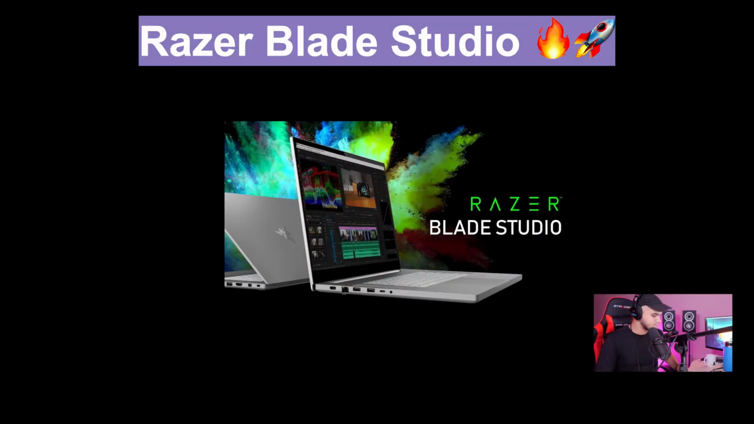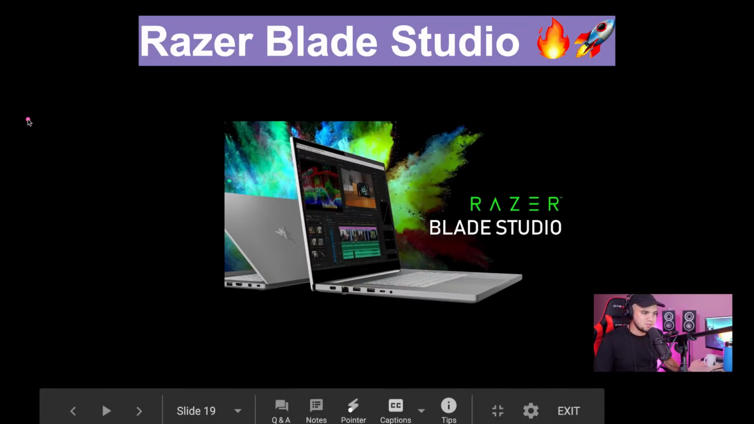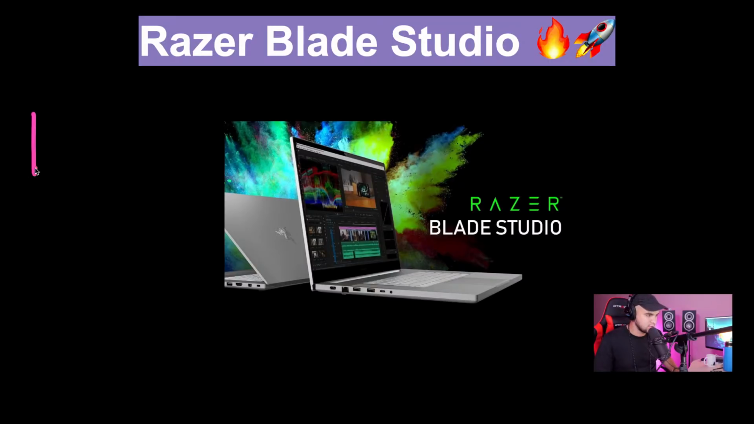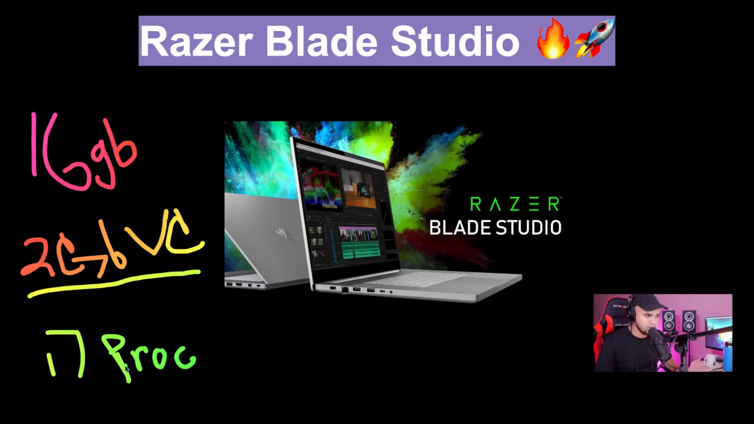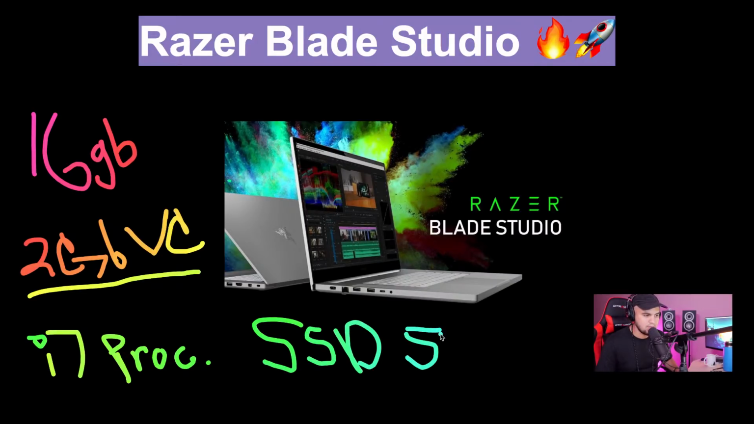So here too, if I was getting a Razer, I'd say at least 16 gigabytes of RAM. Let's do that, so that stays 16 gigabytes of RAM. At least a 2 gigabyte video card, and then an i7 processor. So we got this, and obviously you need that SSD. So I would say get an SSD of 500 gigabytes.